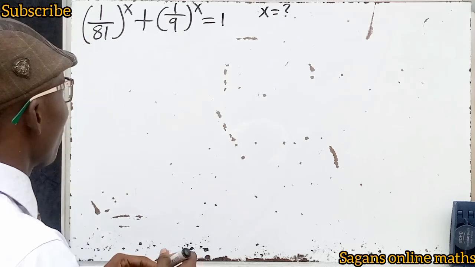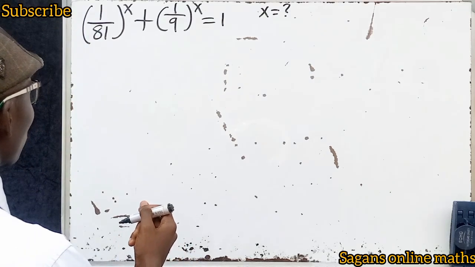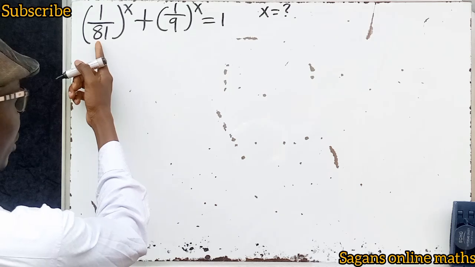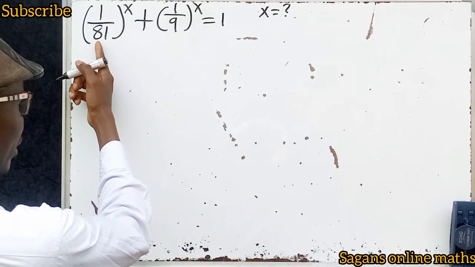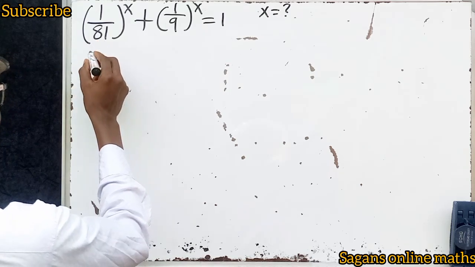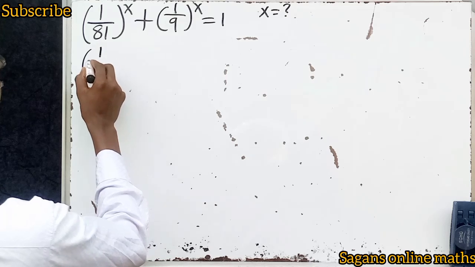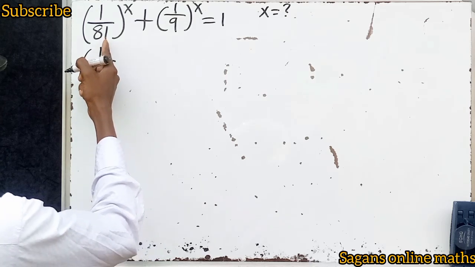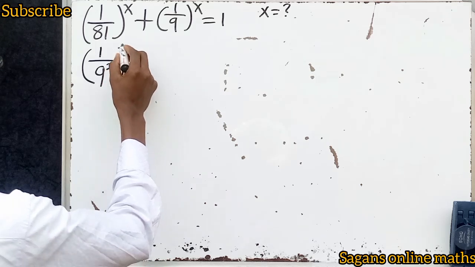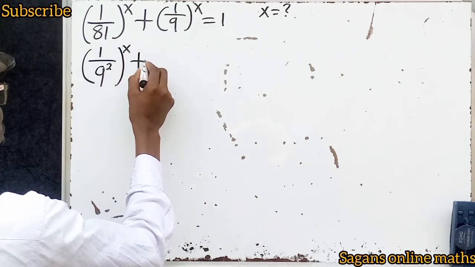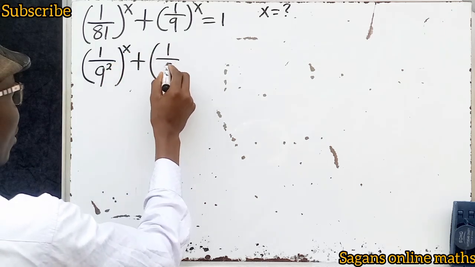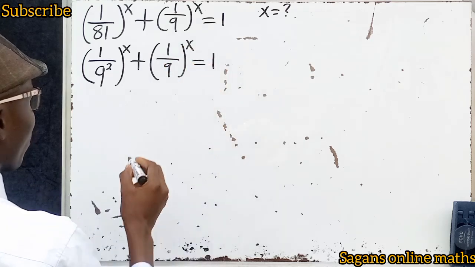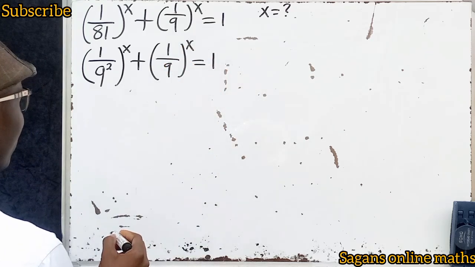Okay? Now, look at the amazing things we are going to do here. Do you know that 81 you are seeing can also be seen as 9 to the power of 2 in index form? That means this is (1/9^2), 9 to the power of 2 is 81, all to the power of x, plus (1/9) all to the power of x equals 1. Wow. This is amazing, right?